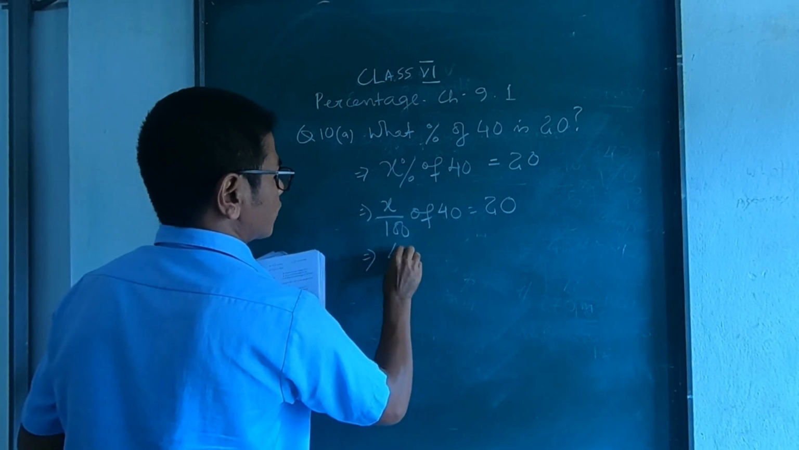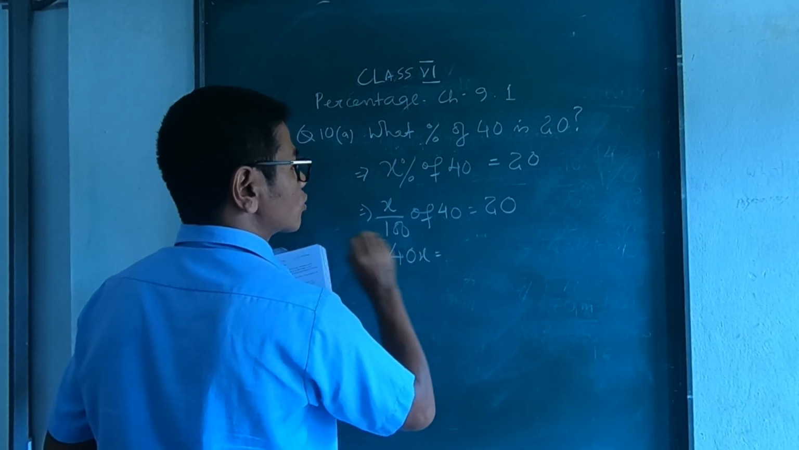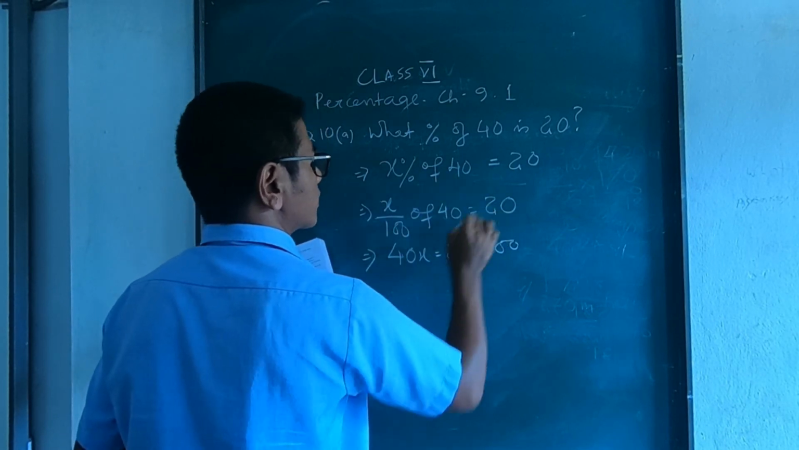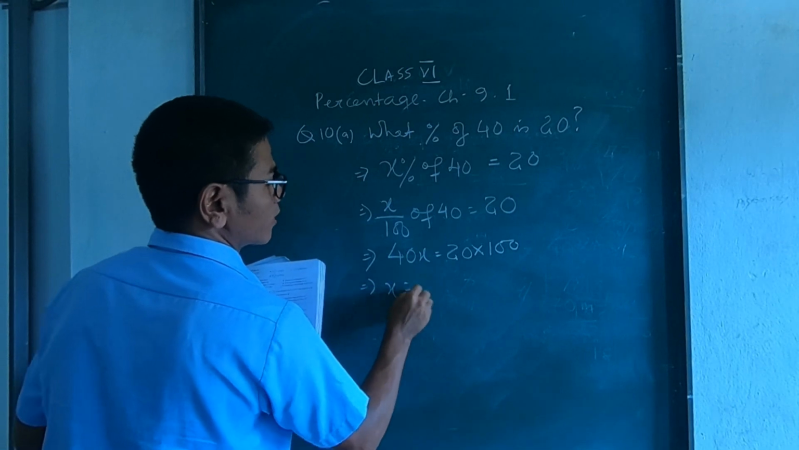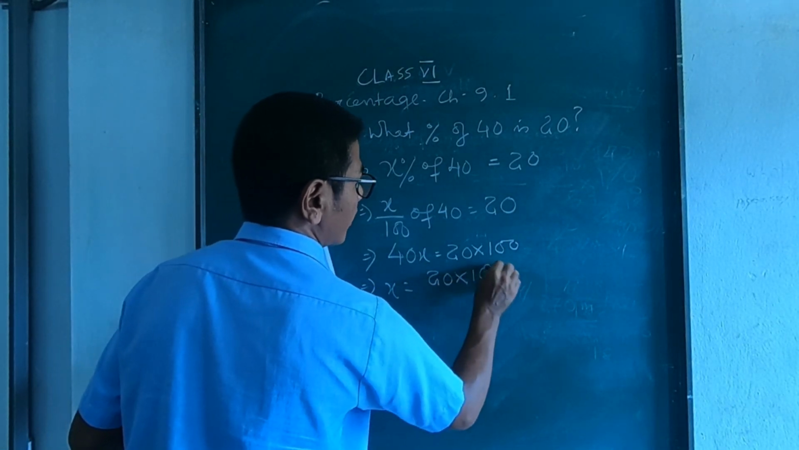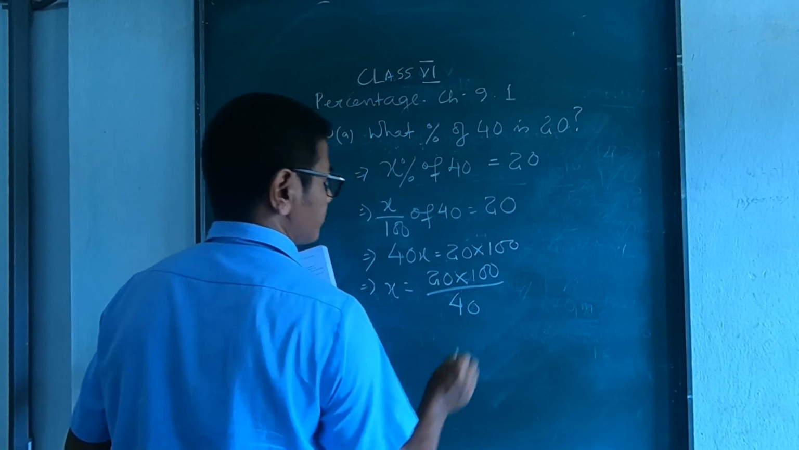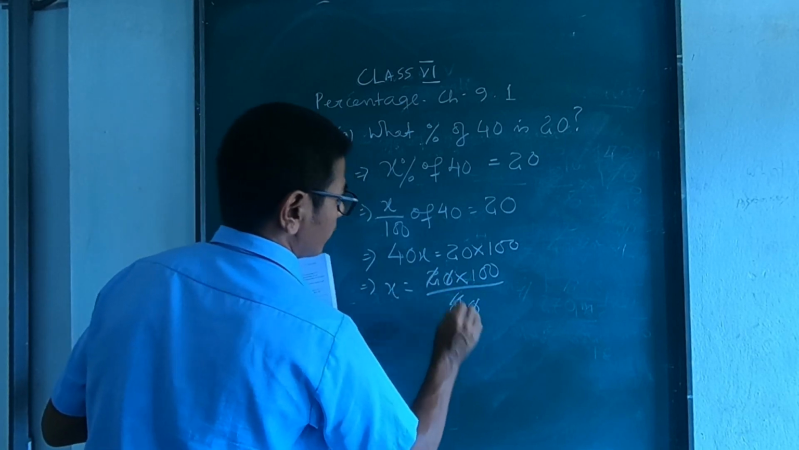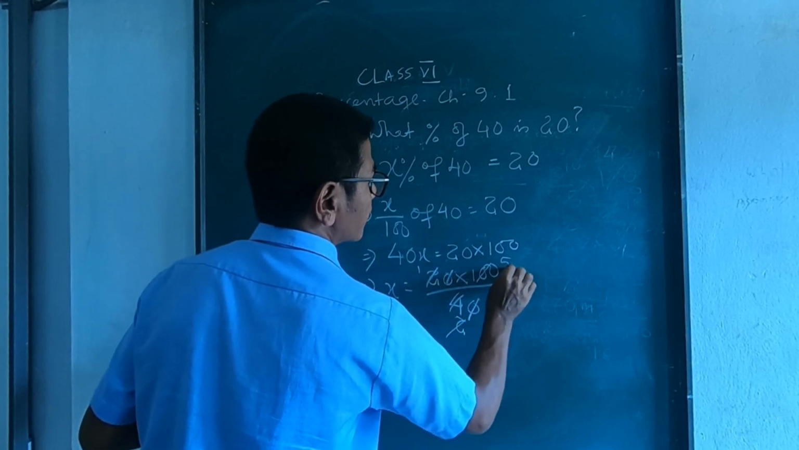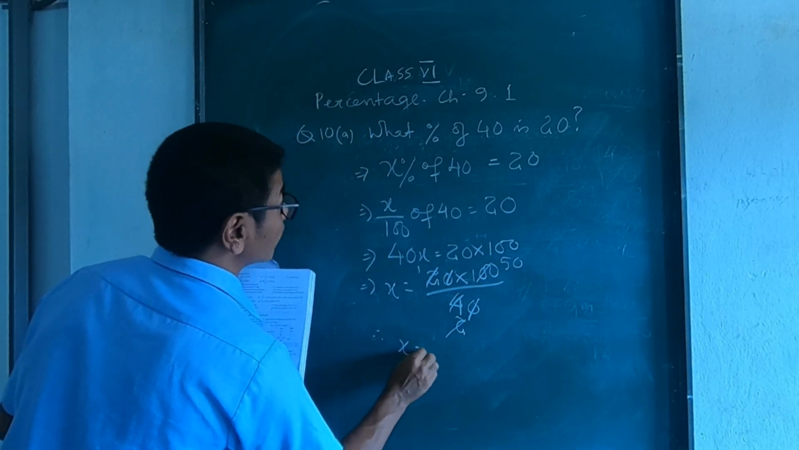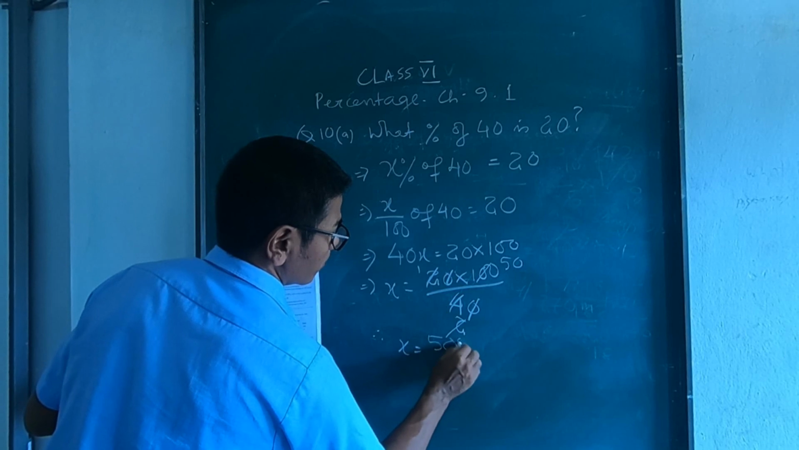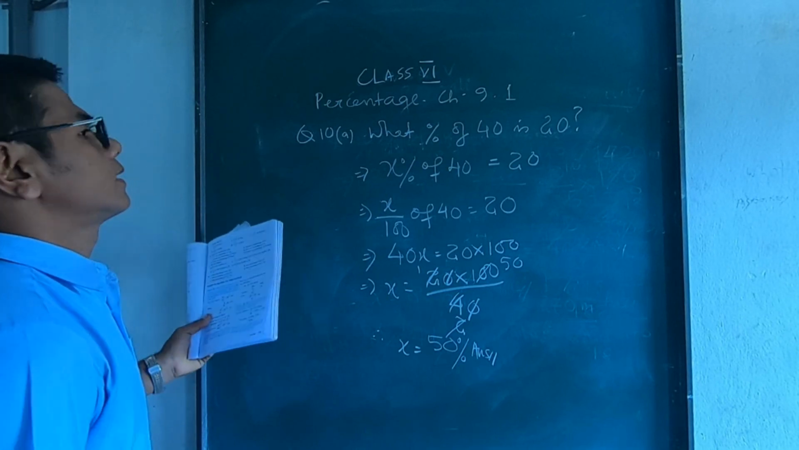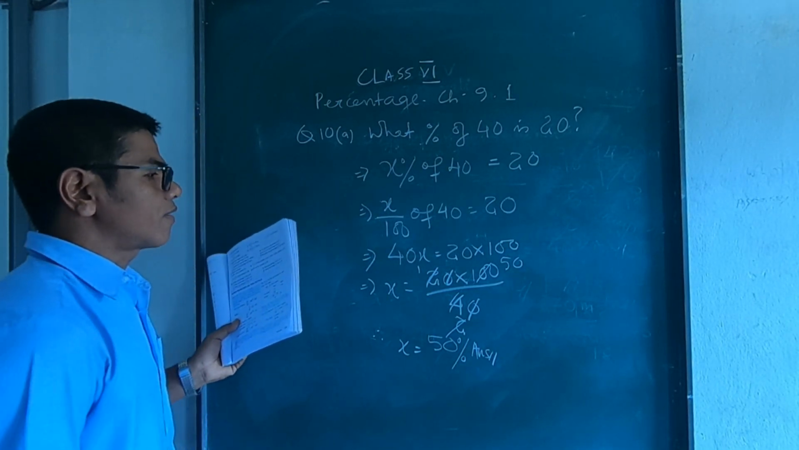x into 40 is 40x equal to 20 into 100. These two I multiply. x equal to 20 into 100 divided by 40. Cut common factor. 2 2s are 4, 2 50s are 100. Therefore, x equal to 50%. That's your required answer. Let's see how we have done. They are very simple.